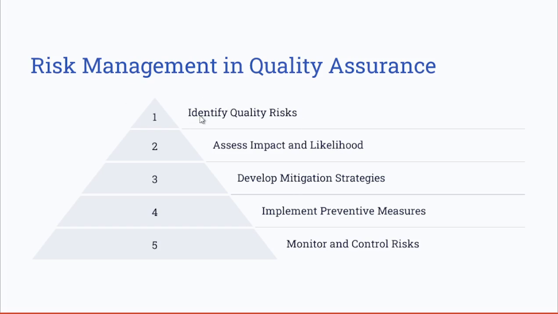And here are the key steps. You start by identifying the quality risks, you assess the impact and likelihood, and then you develop mitigation strategies. Then you implement the preventive measures, and you also need to ensure that you are monitoring and controlling these risks, to ensure that your QA, or quality assurance, is meeting and mitigating the risks that you tried to mitigate.